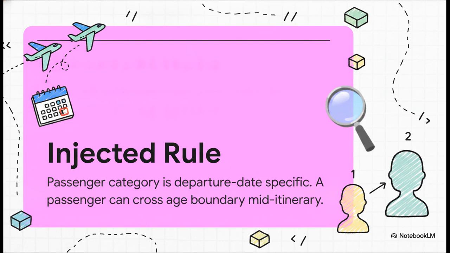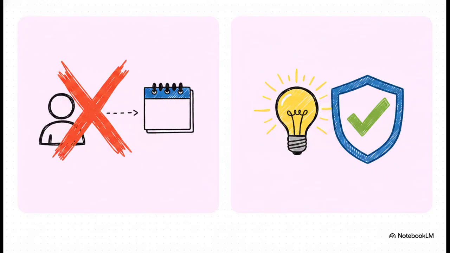Know sees exactly which files Codex is sniffing around and automatically injects a matching, hidden rule right into its context. For Skyroute, the rule is passenger category is departure date specific, meaning a passenger can actually turn 2 years old mid-itinerary, right between their outbound and return flights. Boom! With that newly injected context, Codex catches the problem immediately.